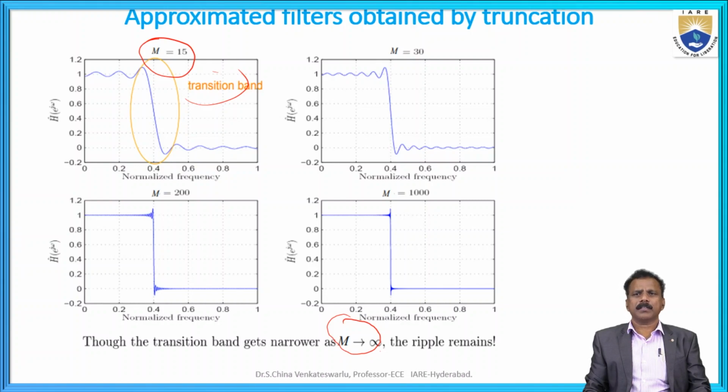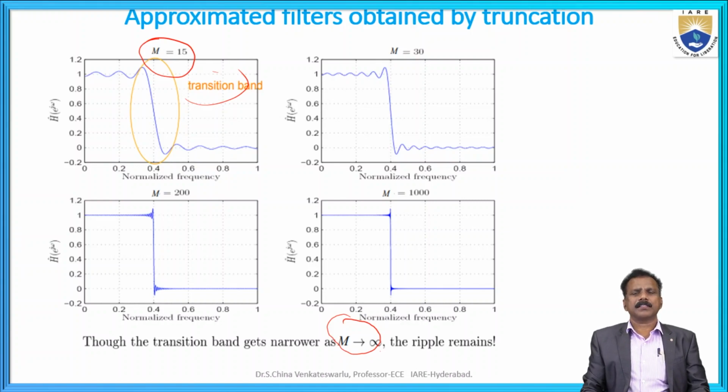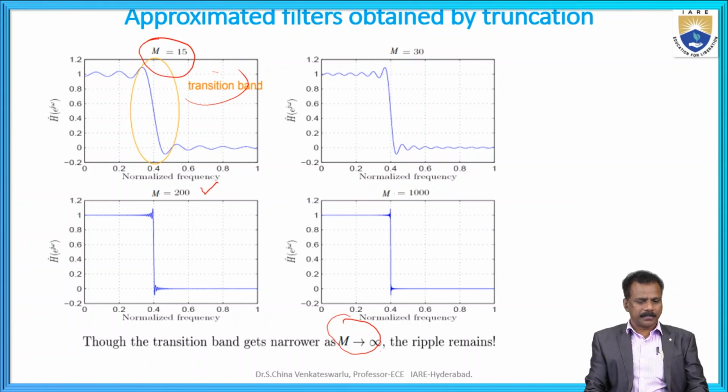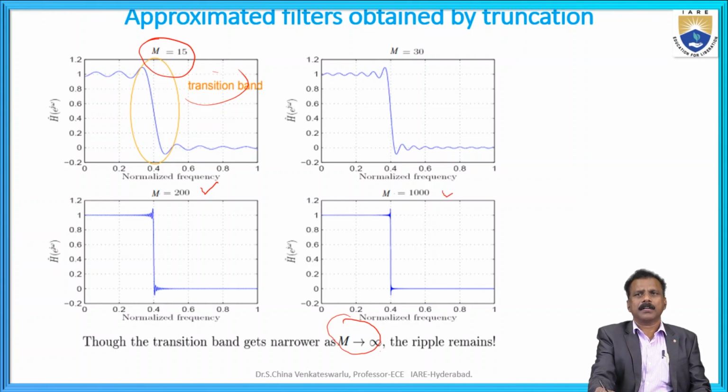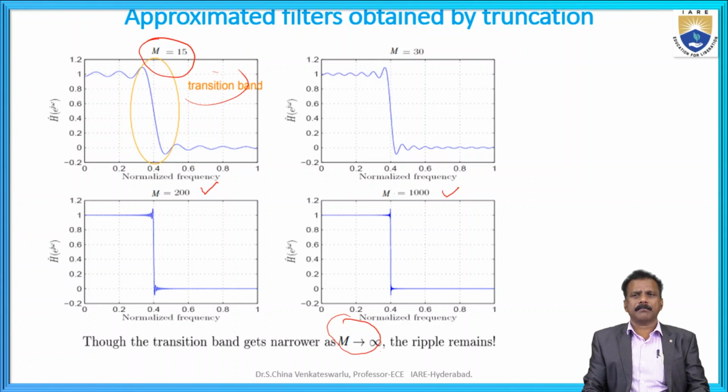Next, if we keep increasing that one, the transition band gets narrowed as M goes to infinity. Here M is equal to 200, so it will vary the normalized frequency versus H of e power j omega, and so on, where M is then substituted as 1000. Like this, the transition band gets narrowed as M tends to infinity. The ripple remains in the approximated filter obtained by the truncation.